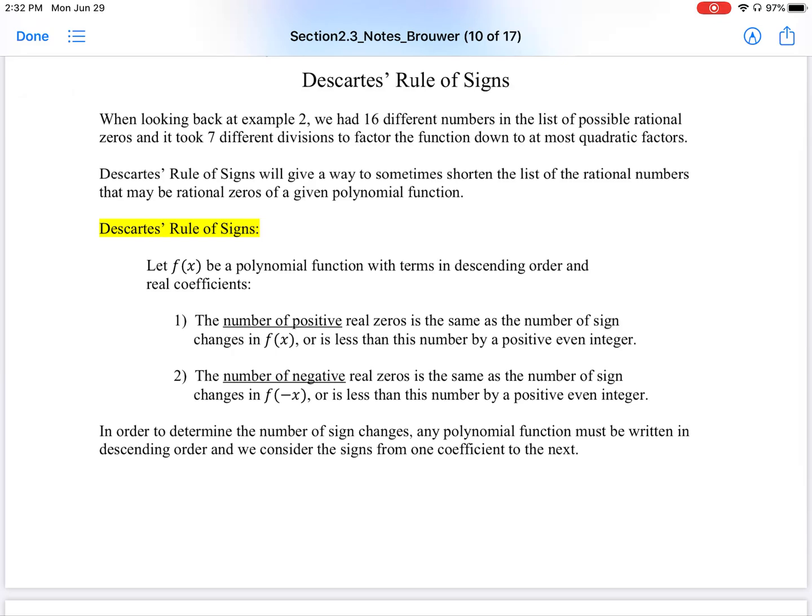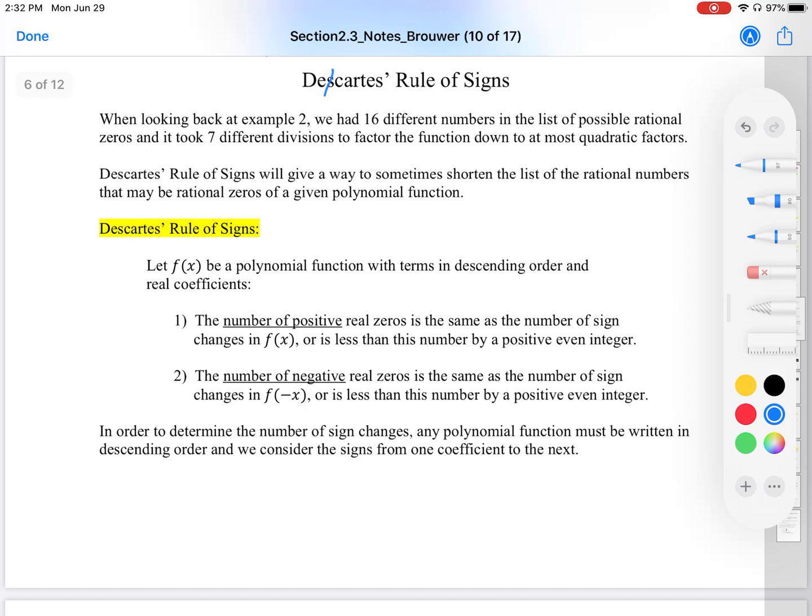There's Descartes' rule of signs. That S is silent. Descartes' rule of signs. What that is, it gives us an idea of which zeros may work. It makes your list of zeros shorter depending on the signs of our polynomial. So let's take a look. When looking back at example 2, we had 16 different numbers in the list of possible rational zeros, and it took 7 different divisions to factor the function down to at most quadratic factors.